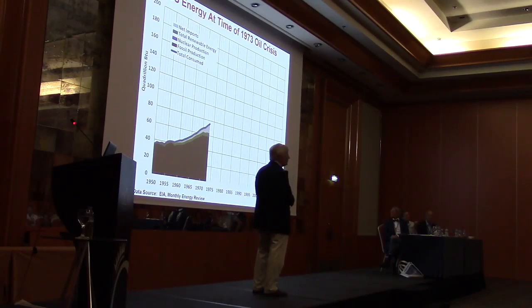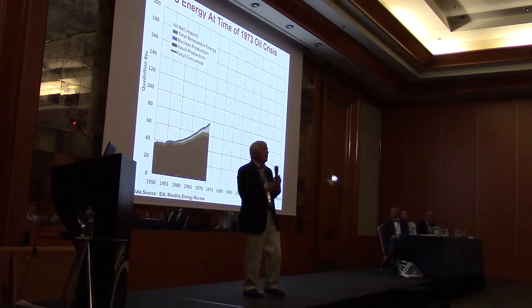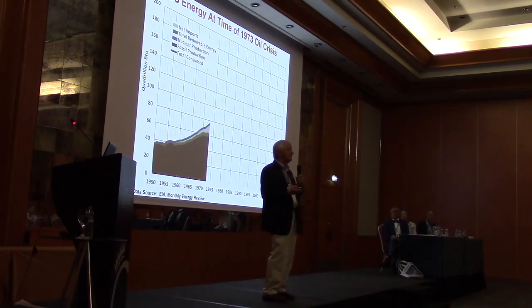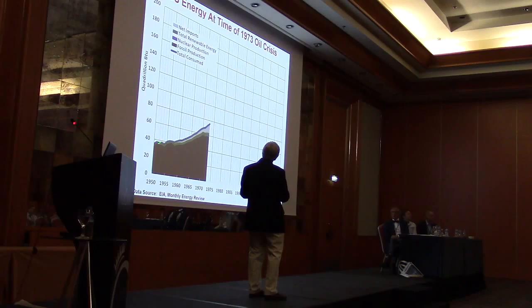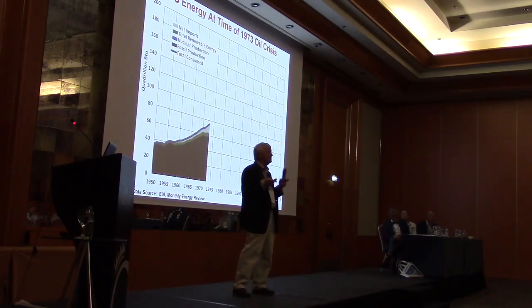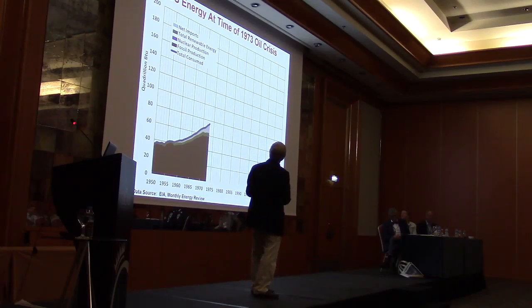this is fossil fuel production. You see that little purple in there? That's nuclear. Green is the renewables, almost all hydro and the rest burning of wood. And then this blue was the energy consumption, and the gray was the growing imports. The growing imports created a sense of vulnerability in the United States.